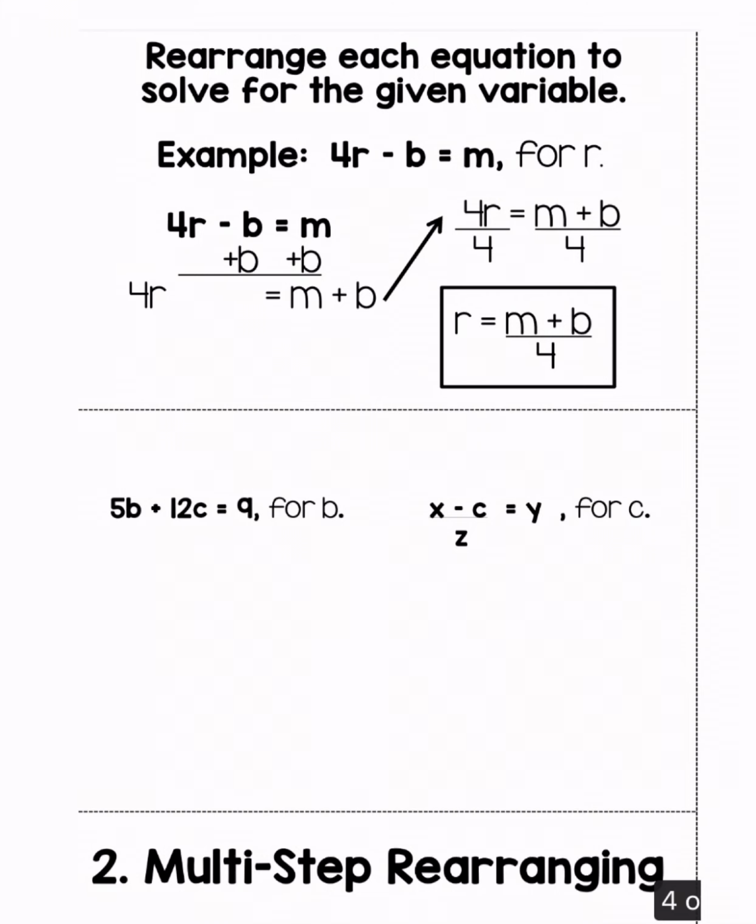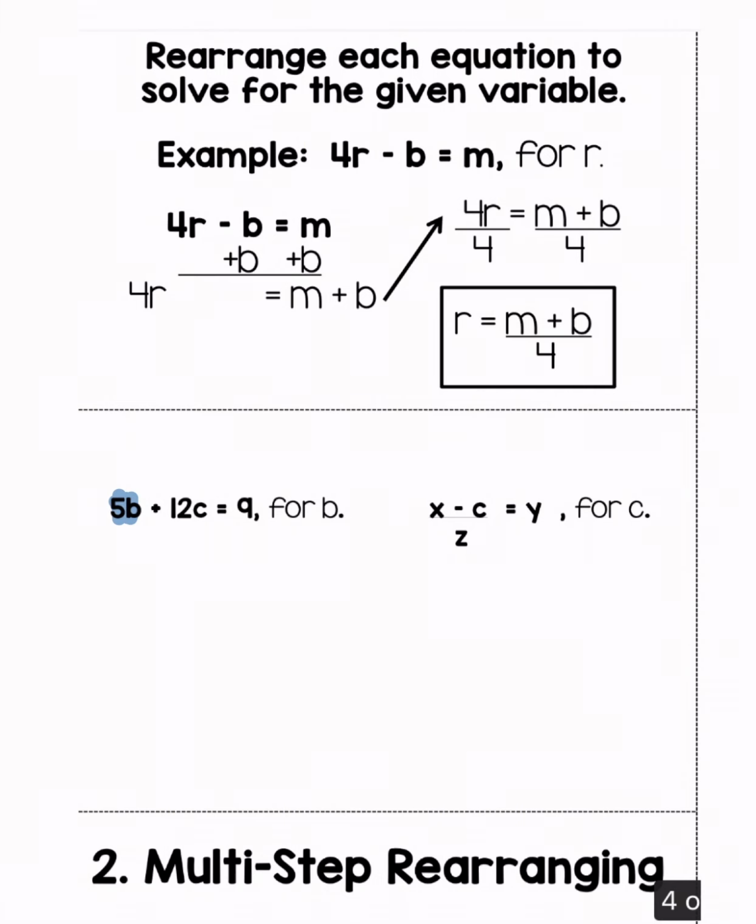So I have 5b plus 12c equals 9. I want to solve for b. So here's b. The 5 is the closest thing attached to the b, so that's the last thing we're going to move. The first thing we're going to move is this 12c.